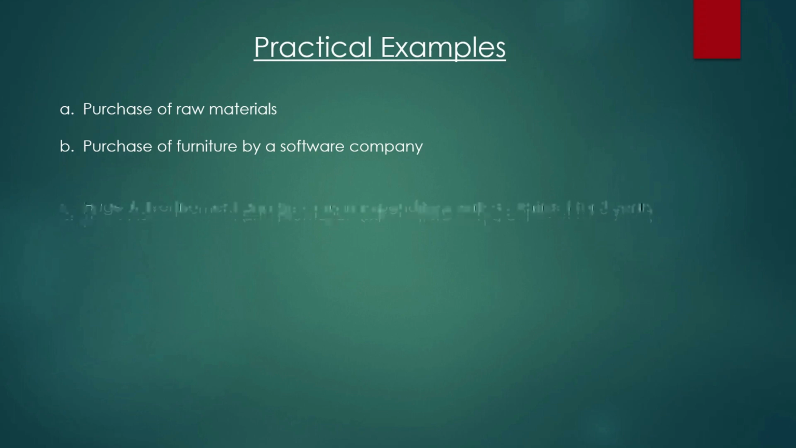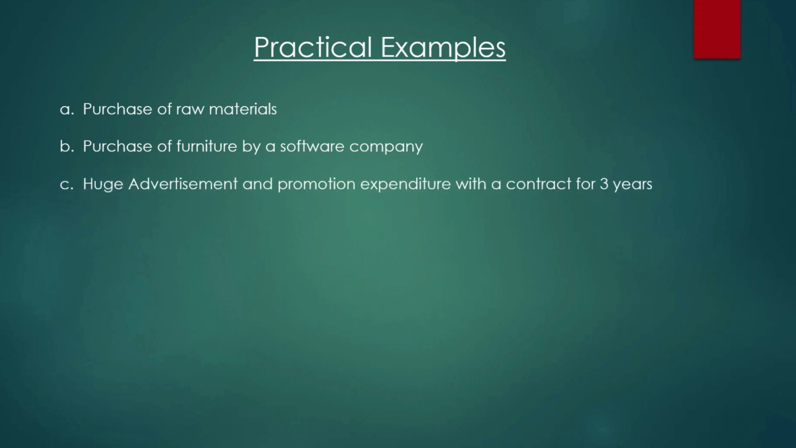Third one. Huge advertisement and promotion expenditure with a contract for 3 years. So the expense is unusually large, firstly. Secondly, it's a revenue expenditure as it is made to run or to maintain the earning capacity of the business. Thirdly, it is incurred for a contract of 3 years. Hence, this is the deferred revenue expenditure.